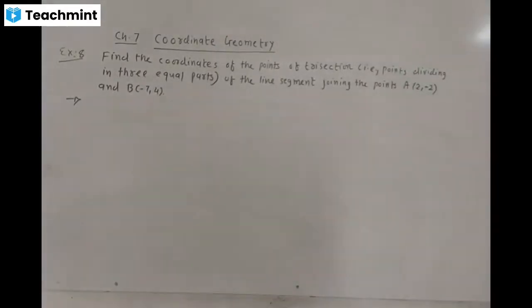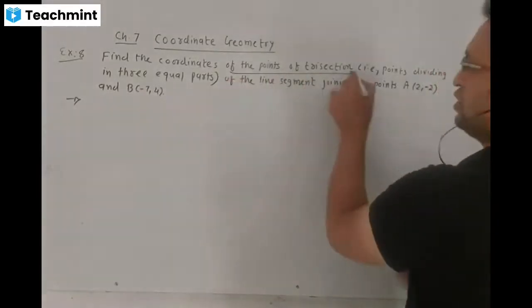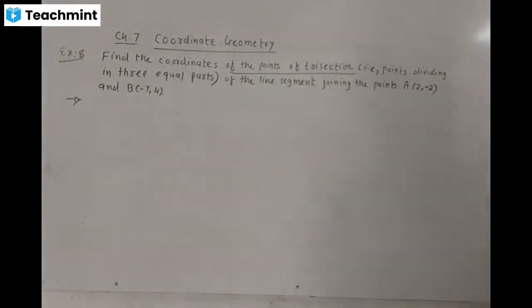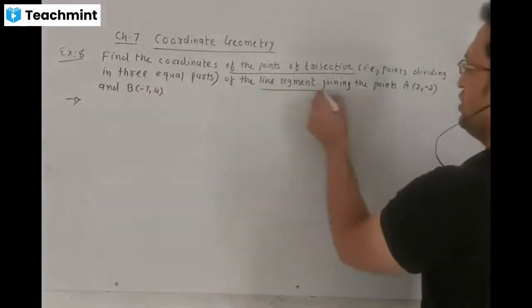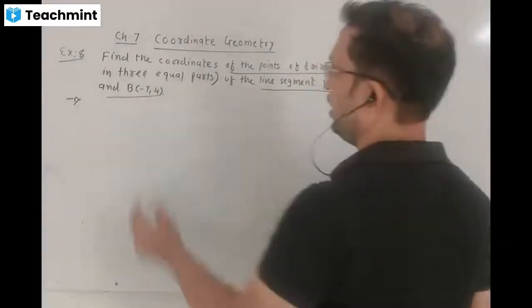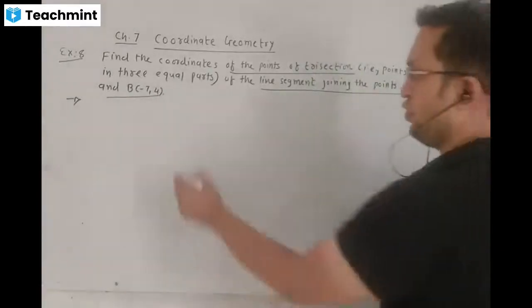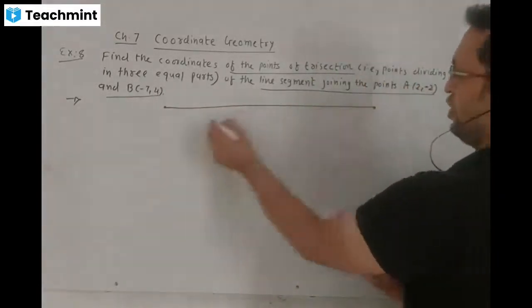Find the coordinates of the points of trisection. हमें coordinates find करने हैं of the trisection. That means the points divide the line segment joining the points A (2, -2) and B (-7, 4) into three equal parts.